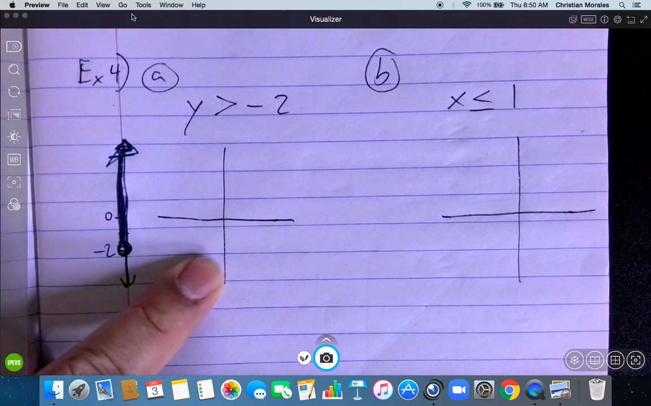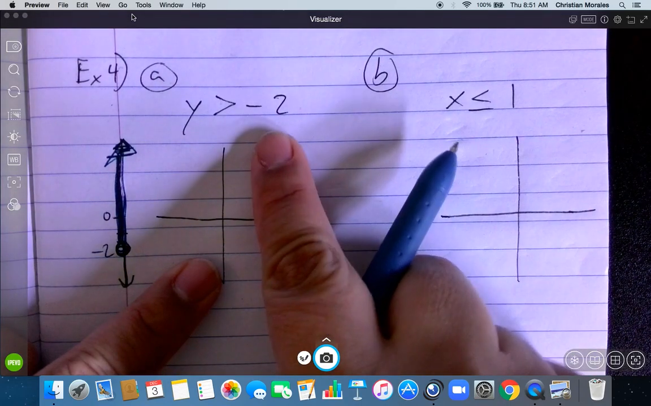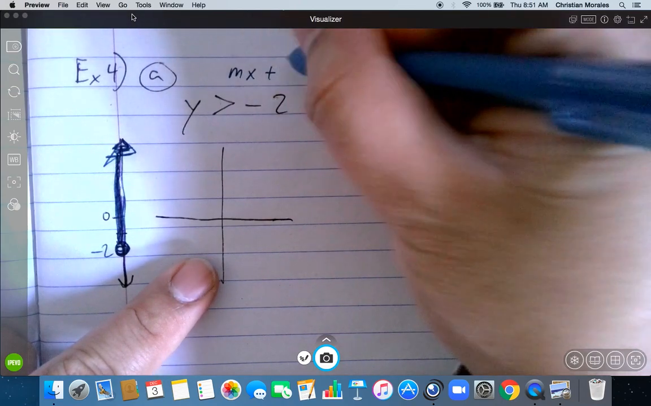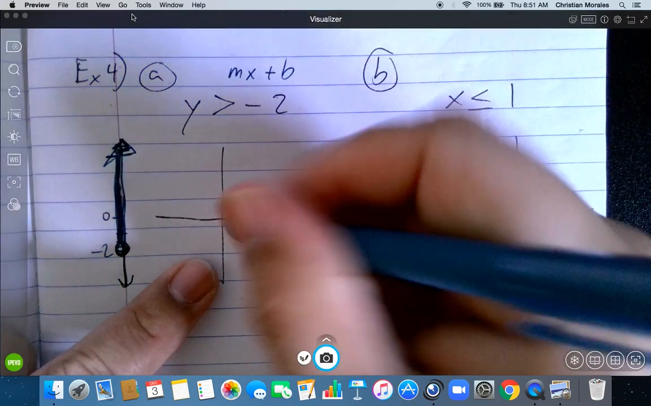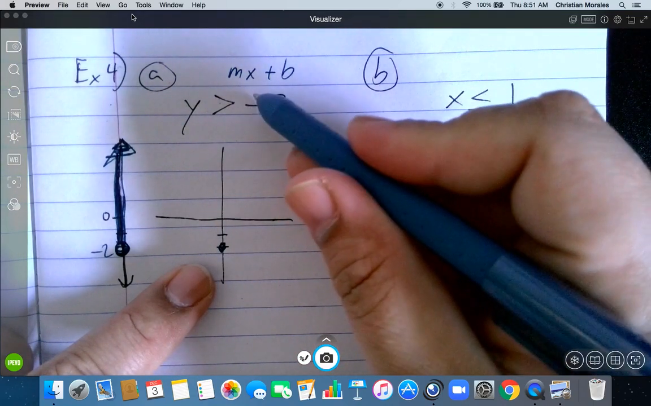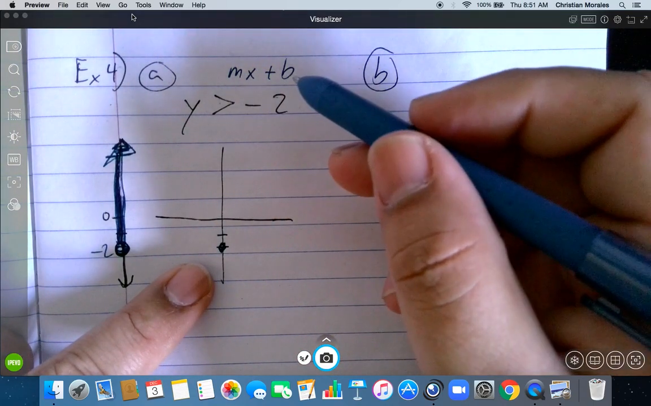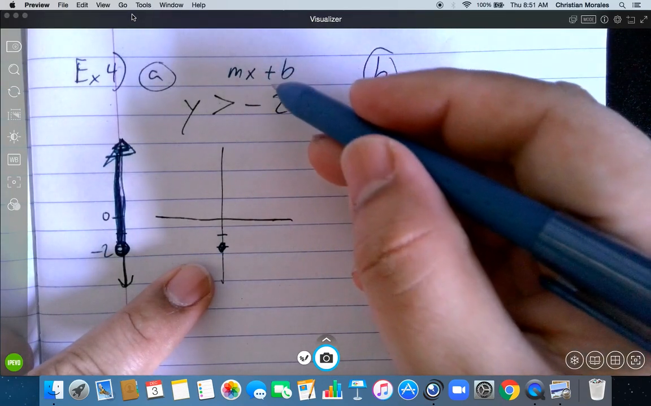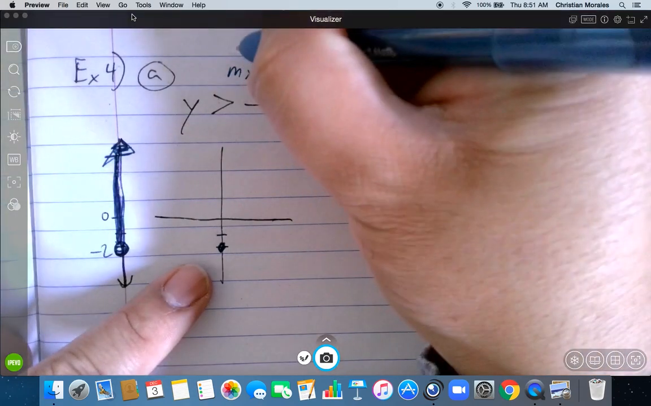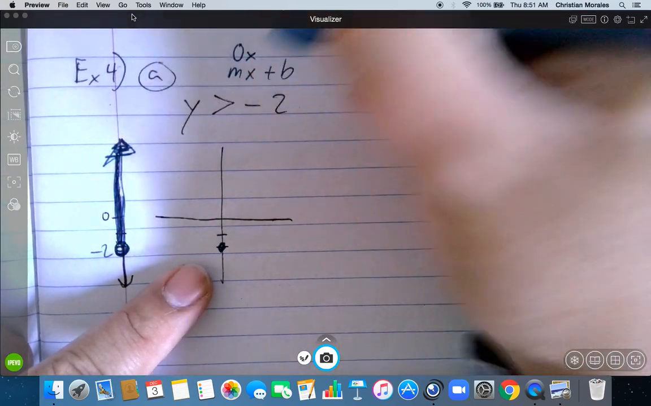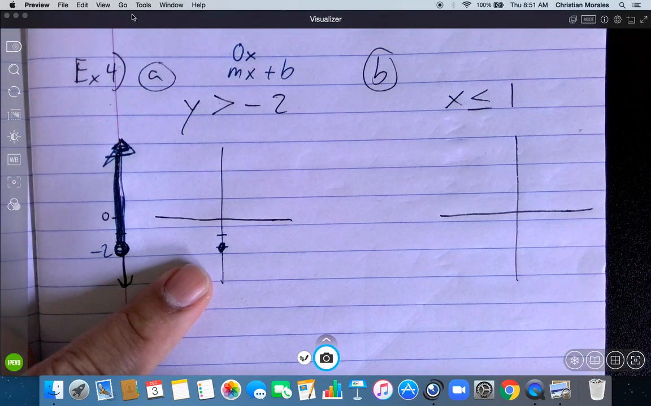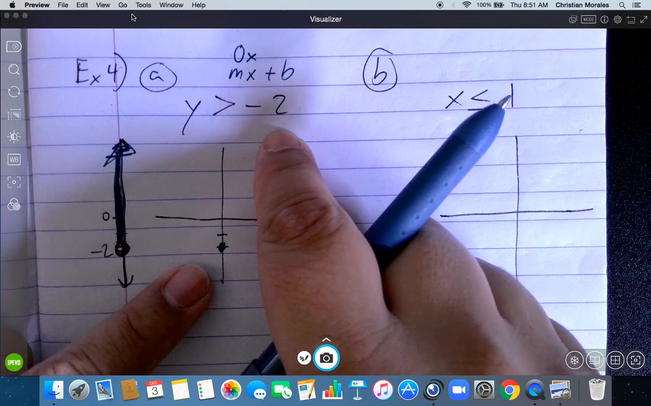So how does that work here? Well, this -2, if you're using mx plus b, this would be your b at -2. Where's your mx? It's gone. It's not there. How is it possible that there is no x, right? The only way there's no x, guys, is if they did this: 0x. If slope is 0, then you don't include that in the equation.